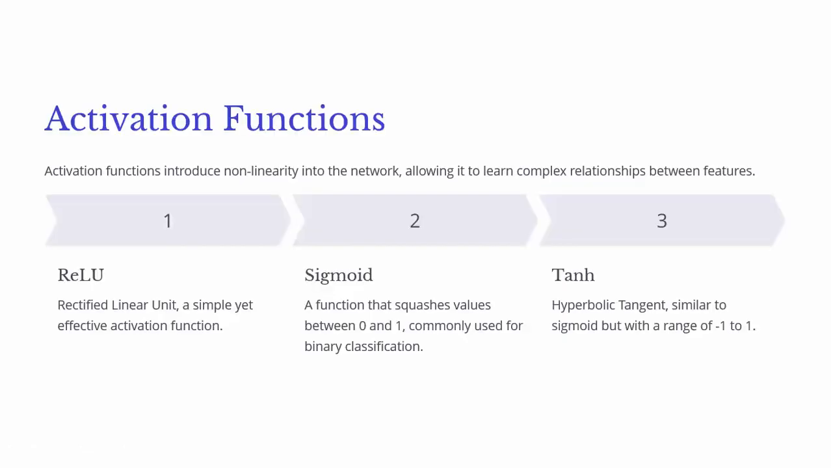Activation functions are mostly used to introduce nonlinearity into the networks to learn the complex relationships between the features. Mostly we are using ReLU, sigmoid and tanh. If we are dealing with binary classification, we are using sigmoid, and for hyperbolic tangent values we are using tanh. As an effective activation function we are using the rectified linear unit, and if you are considering multi-class classification, we are using softmax.